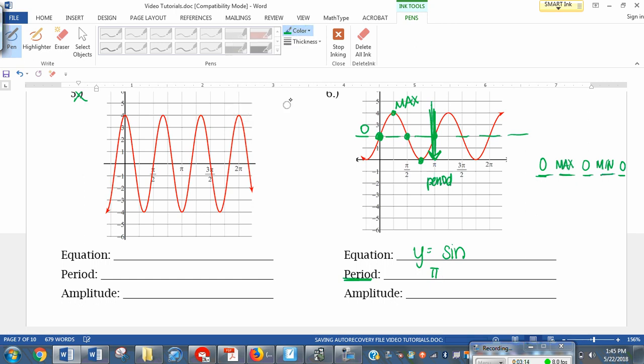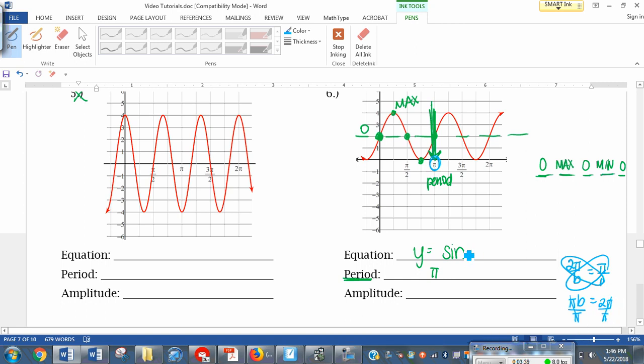Now that we know the period, we can start to figure out the rest of the formula. So period is 2 pi over b, but we now know specifically to this function we're using pi, the end of our 5th point. So to get b, we're going to cross multiply. Pi times b equals 2 pi. To get b alone, we're going to just divide by pi, and so b is 2. So we're going to say 2x.